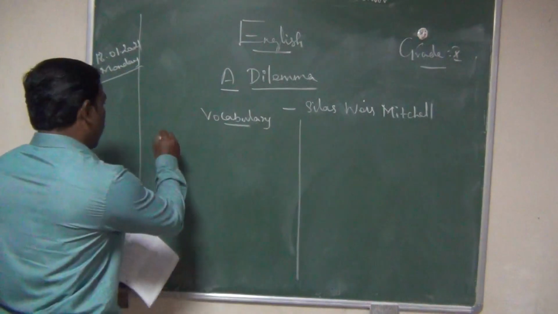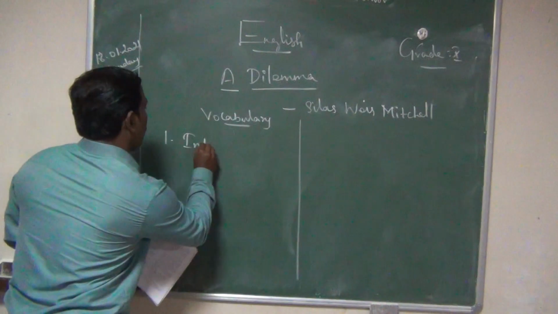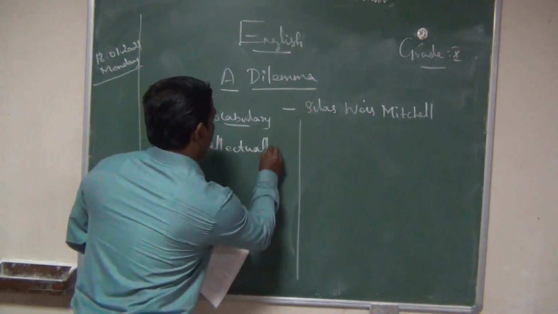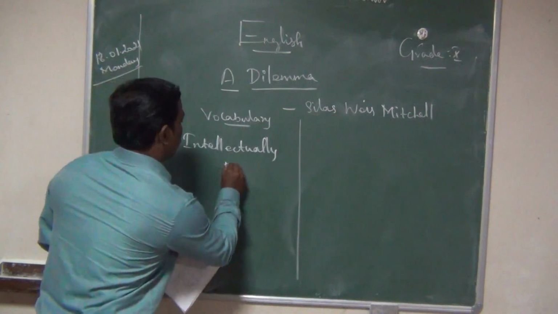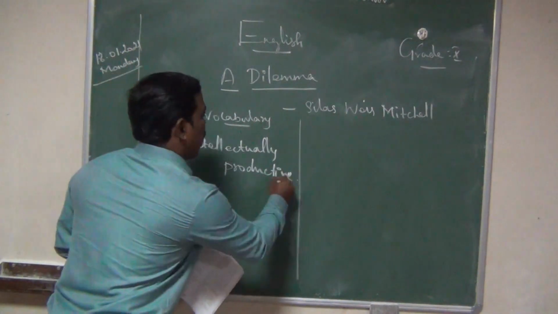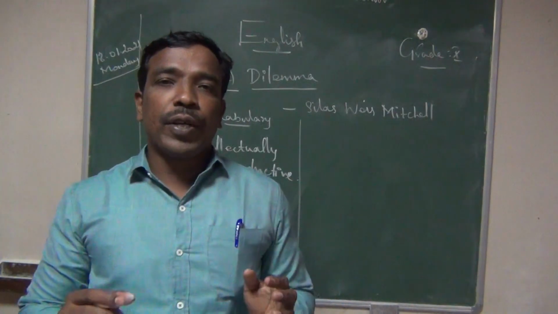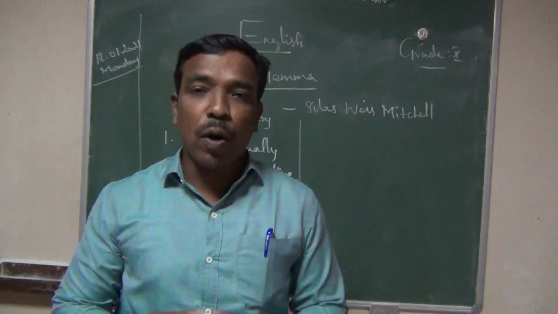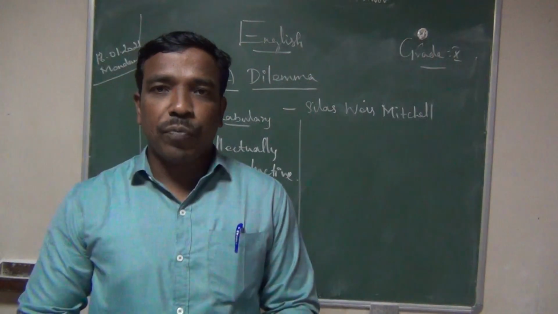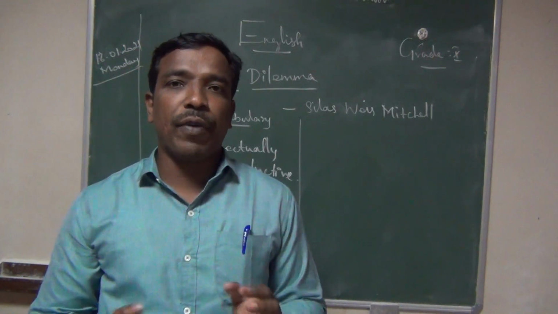Prolific means, write the meaning of prolific, intellectually productive, full of innovations. So it's not only scientific writings but also literary works. Both science-related works as well as the literary ones, the stories we are reading. So he was very famous on both sides.